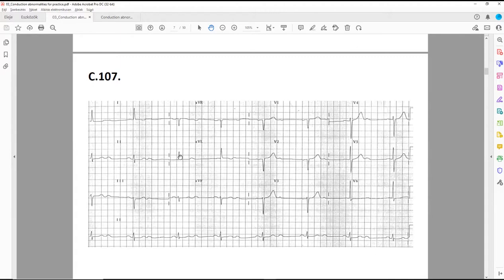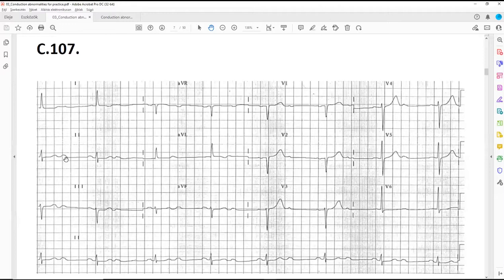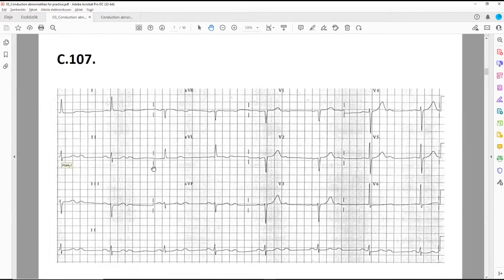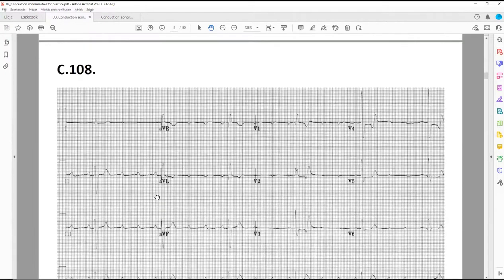Axis? Around minus 30, between 0 and minus 30. Now, another thing I haven't mentioned yet: you should look at the morphology of the P wave. You see that the P is elongated and notched. That looks like a left atrial enlargement. Correct, you know everything. Very good, congratulations. So that's a 2 to 1 block.